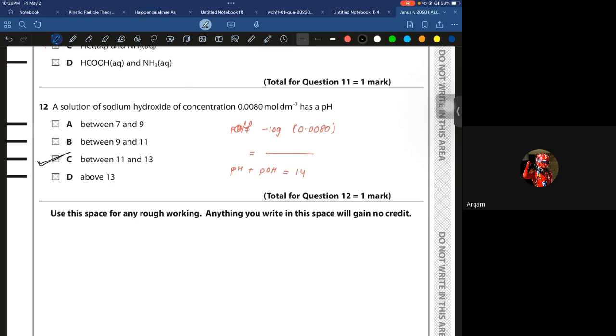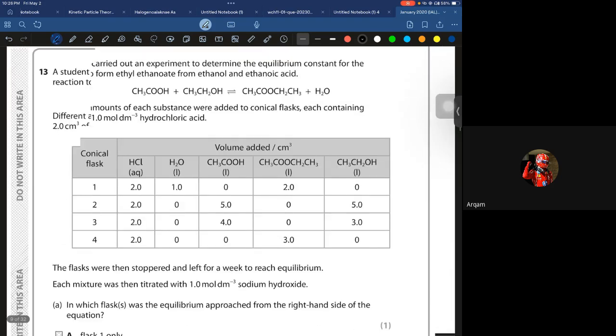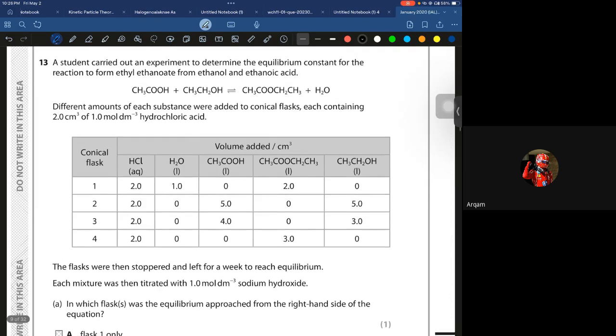So they have given a range. That's a good sign for you. They are not going to be specific, otherwise it would be very difficult for you, remember. Okay, see this one.